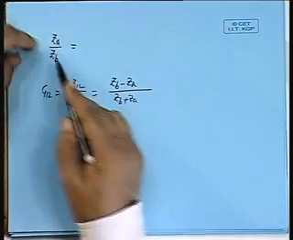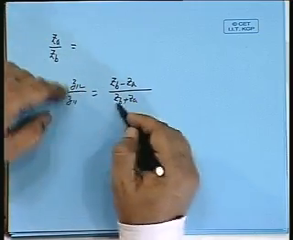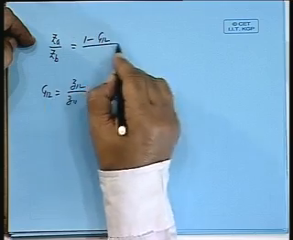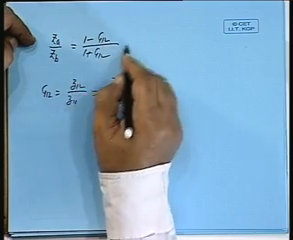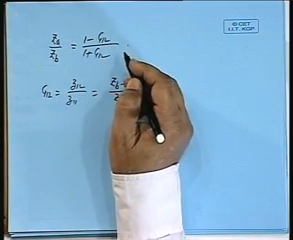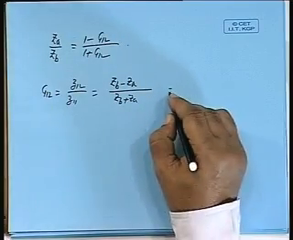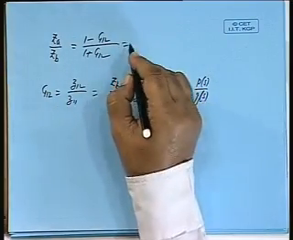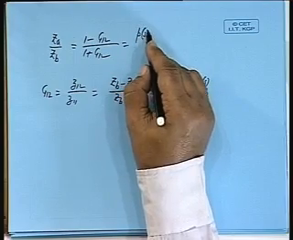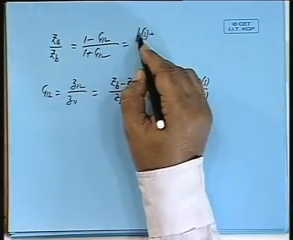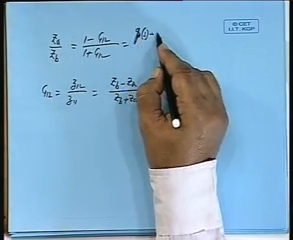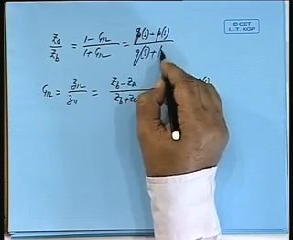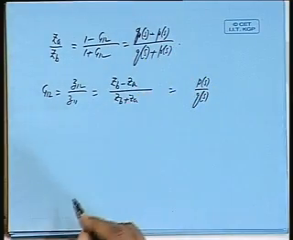Okay. So, from there if I make componendo dividendo, this will become 1 minus G12 by 1 plus G12. Okay. If G12 is given as some PS by QS, then it will be QS minus PS divided by QS plus PS.